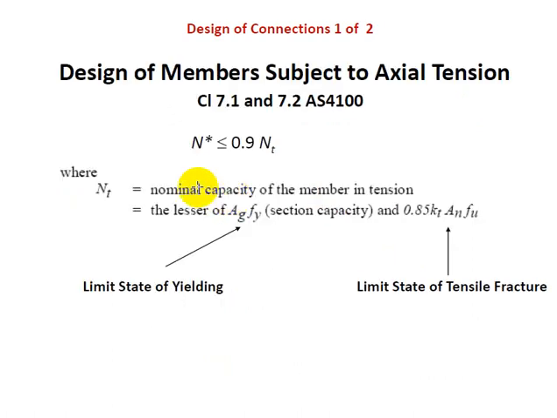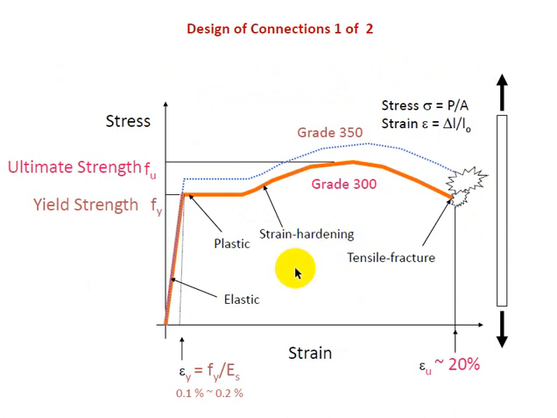So let's move forward. This is the design of members subject to axial tension. This is when you have connections or a blade subject to tension forces in the axial direction. As we do in all our design, we have a reduction factor, and this reduction factor here is 0.9 multiplied by the capacity. The capacity of the member we calculate by taking the lesser of Ag multiplied by Fy, where Ag is the gross area of the member and Fy is the limit state of yielding, and 0.85 kt An multiplied by Fu, sometimes taken as Ag multiplied by Fu, which is the ultimate tensile fracture.